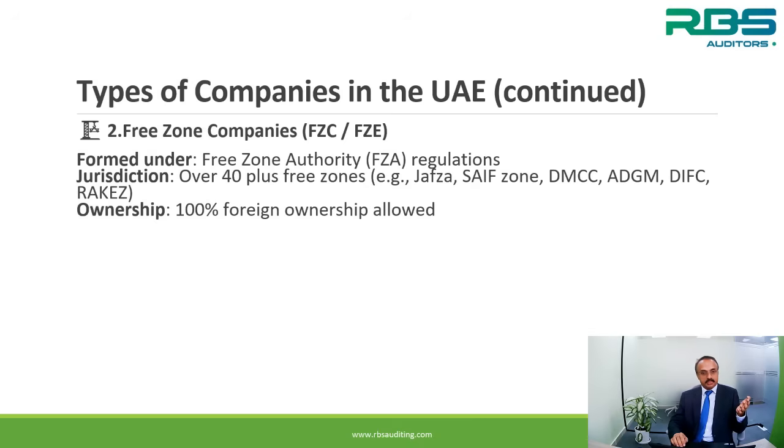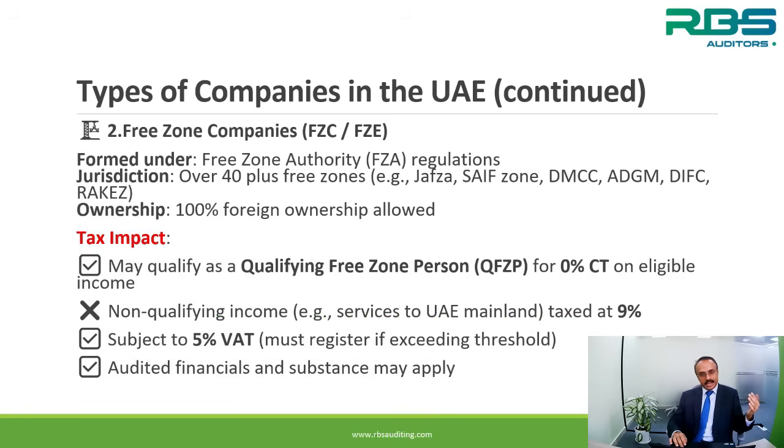The second one is free zone companies. There are a lot of different free zones, 40 plus, like JAFZA, Safe Zone, DMCC, ADGM, DIFC, RAKICC. So in a free zone, what is the ownership? 100% foreign ownership, and there are different activities. Based on the activity, you will get the registration. So you cannot do some of the activities in some of the free zones.